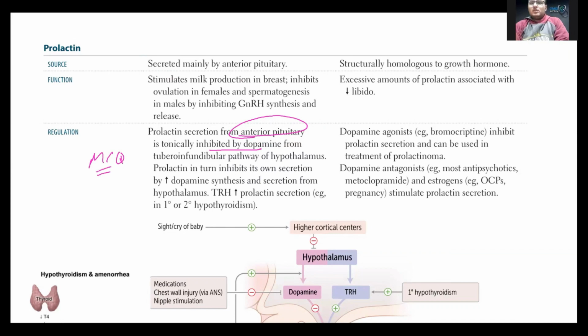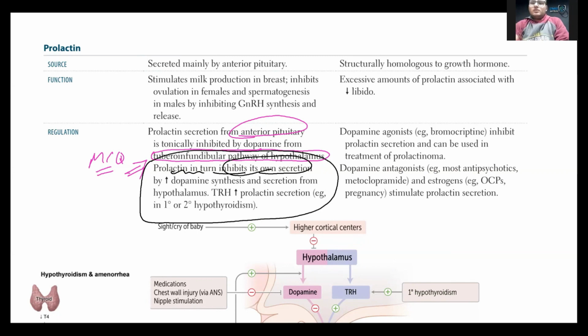A very important MCQ here is: which of the following hypothalamic pathways controls prolactin release, or which of the following pathways is inhibited by dopamine? That is the tuberoinfundibular pathway. This is very important. It controls the release of dopamine and the prolactin pathway. Very interesting. I told you in my first lecture that prolactin in turn inhibits its own secretion.